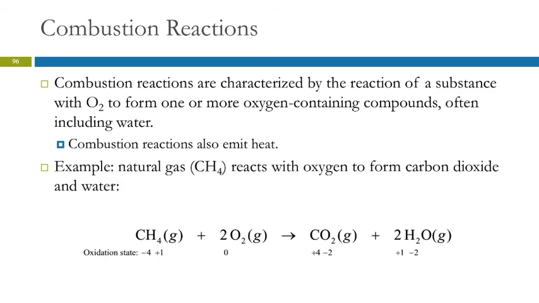So here we have an example. Natural gas is predominantly methane. So here's methane reacting with oxygen. It's going to form carbon dioxide and water. The oxygen here has a 0 oxidation state. After the combustion, it'll be -2. The carbon here, well, the hydrogen was +1, and so the carbon was -4. And over here, the carbon is +4. So the carbon is being oxidized, the oxygen is being reduced. We have a redox reaction.